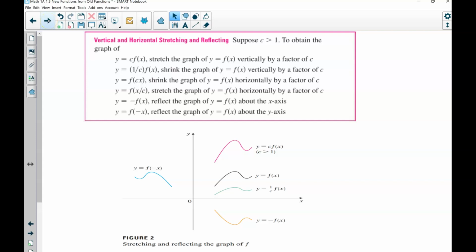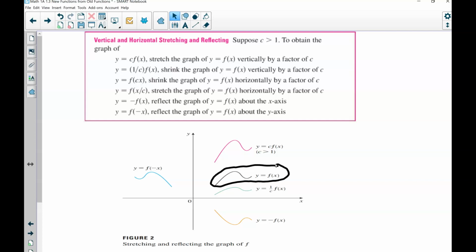Okay, now let's consider the stretching and reflecting transformations. So if c is greater than 1, to obtain the graph of the function would be the following. Again, if you take a look at the middle here, this is the function y equals f of x. If you multiply it by a factor of c, then you will stretch the graph of that function vertically by a factor of c.